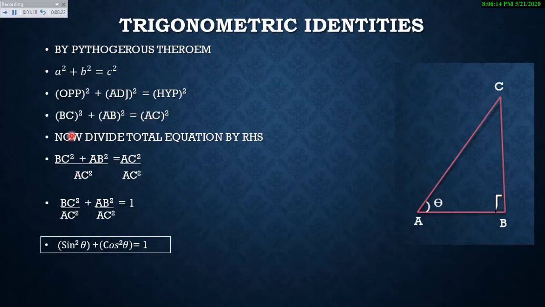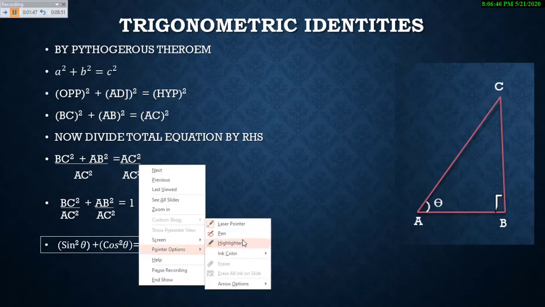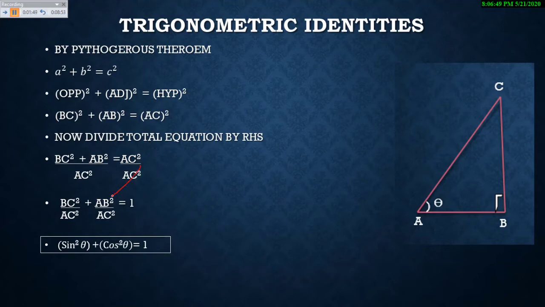So we have to divide this total equation by the RHS, that is, BC square plus AB square by AC square. BC square is opposite, AB square is adjacent, divided by hypotenuse. In the right hand side, it gets divided by itself, AC square by AC square. So now we divide it separately: BC square by AC square plus AB square by AC square equals 1, as here AC square and AC square divide by itself.